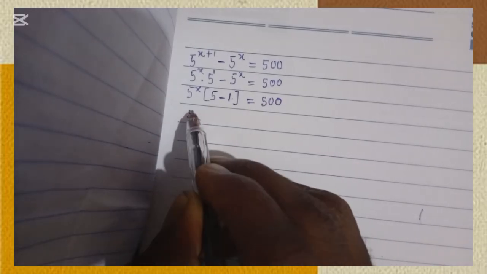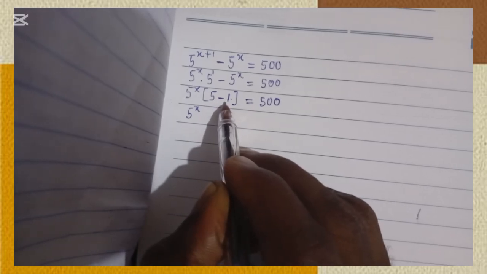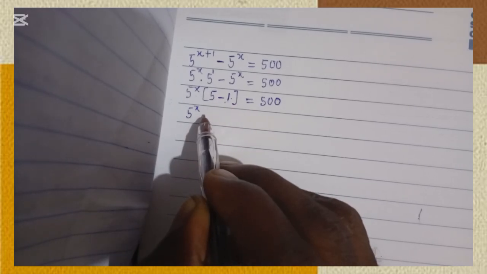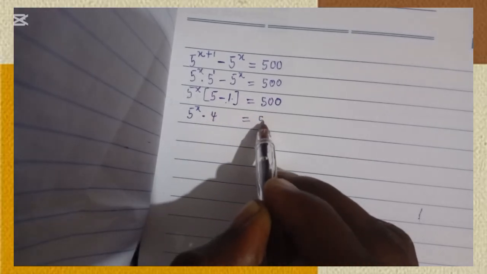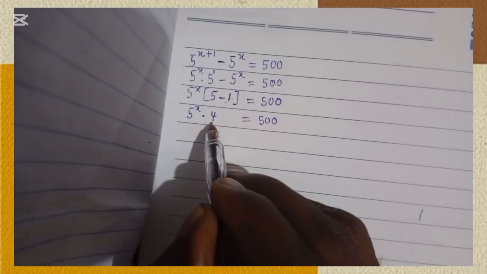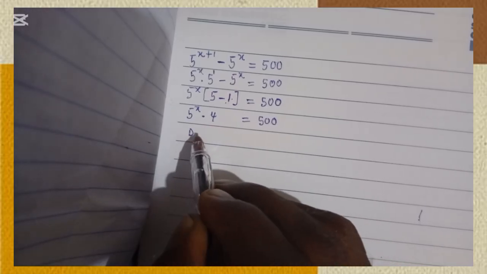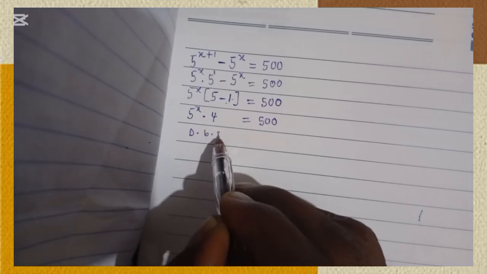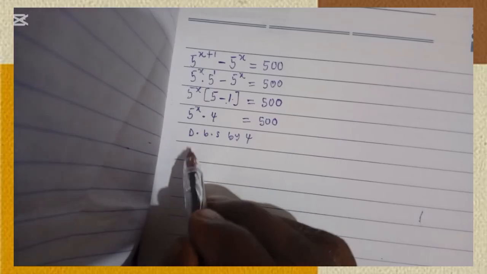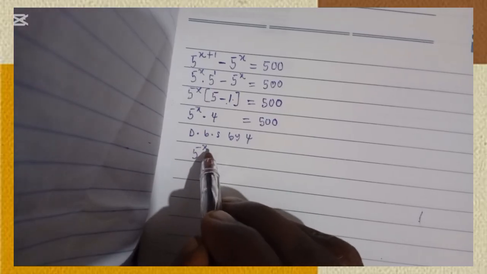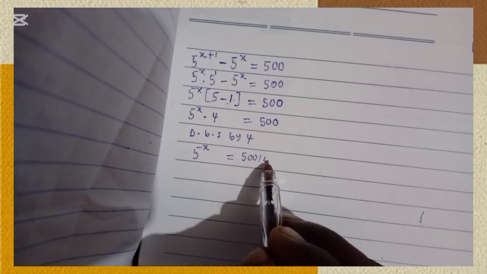So what we have here is 5 raised to the power of x, 5 minus 1. 5 minus 1 is 4. Okay, so times 4 is equal to 500. So we can take 4 to the other side by dividing both sides. Divide both sides by 4. And what do we have? We have 5 raised to the power of x is equal to 500 divided by 4.